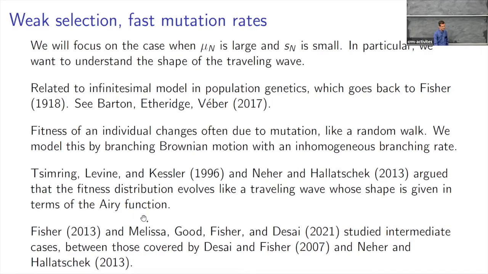I also want to mention these two other very long and sophisticated papers, one by Fisher in 2013 and one by Melissa Good, Fisher, and Desai in 2021. Those authors were interested in studying intermediate cases where the selection is not quite strong enough to fit into the assumptions of the work of Desai and Fisher in 2007, but was stronger than the regime considered by Neher and Hallatschek.